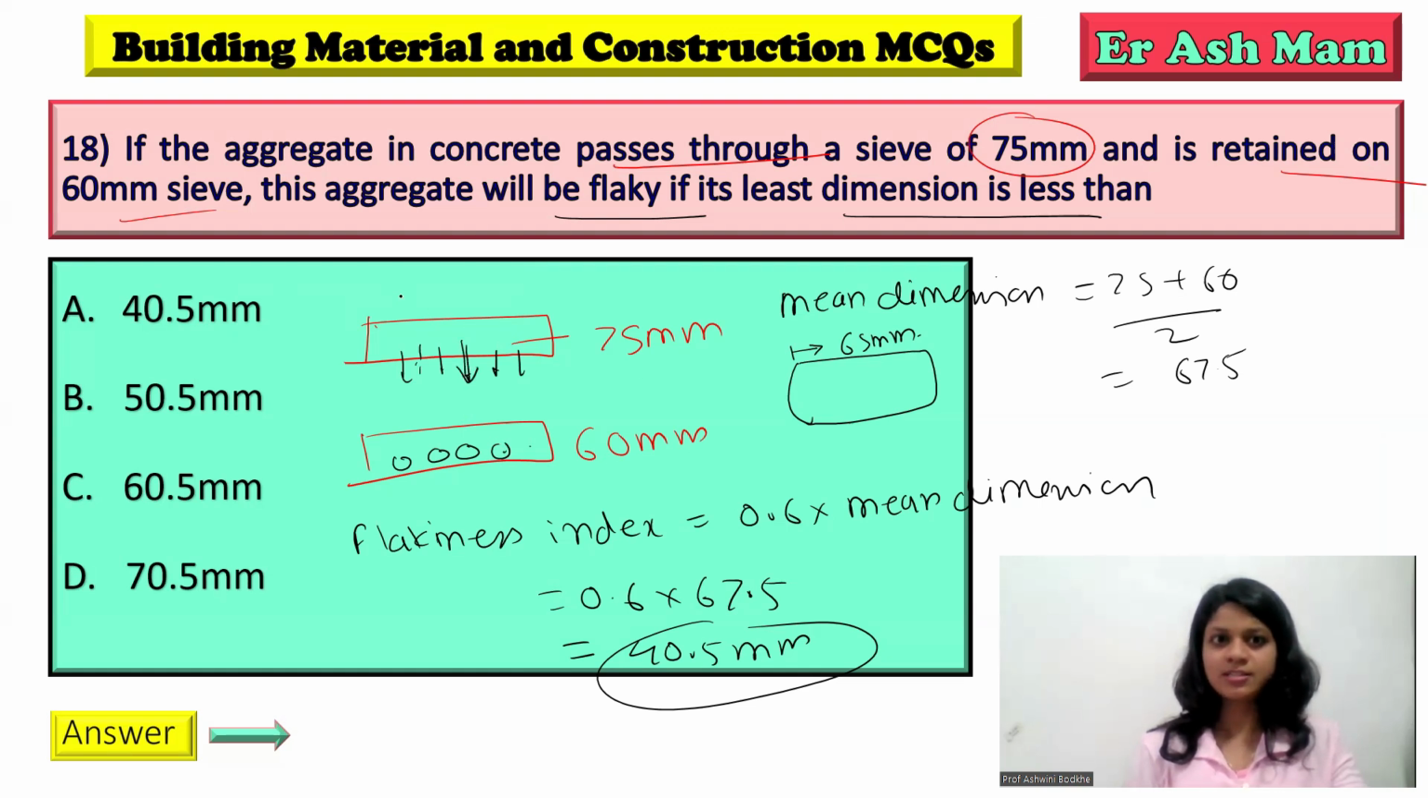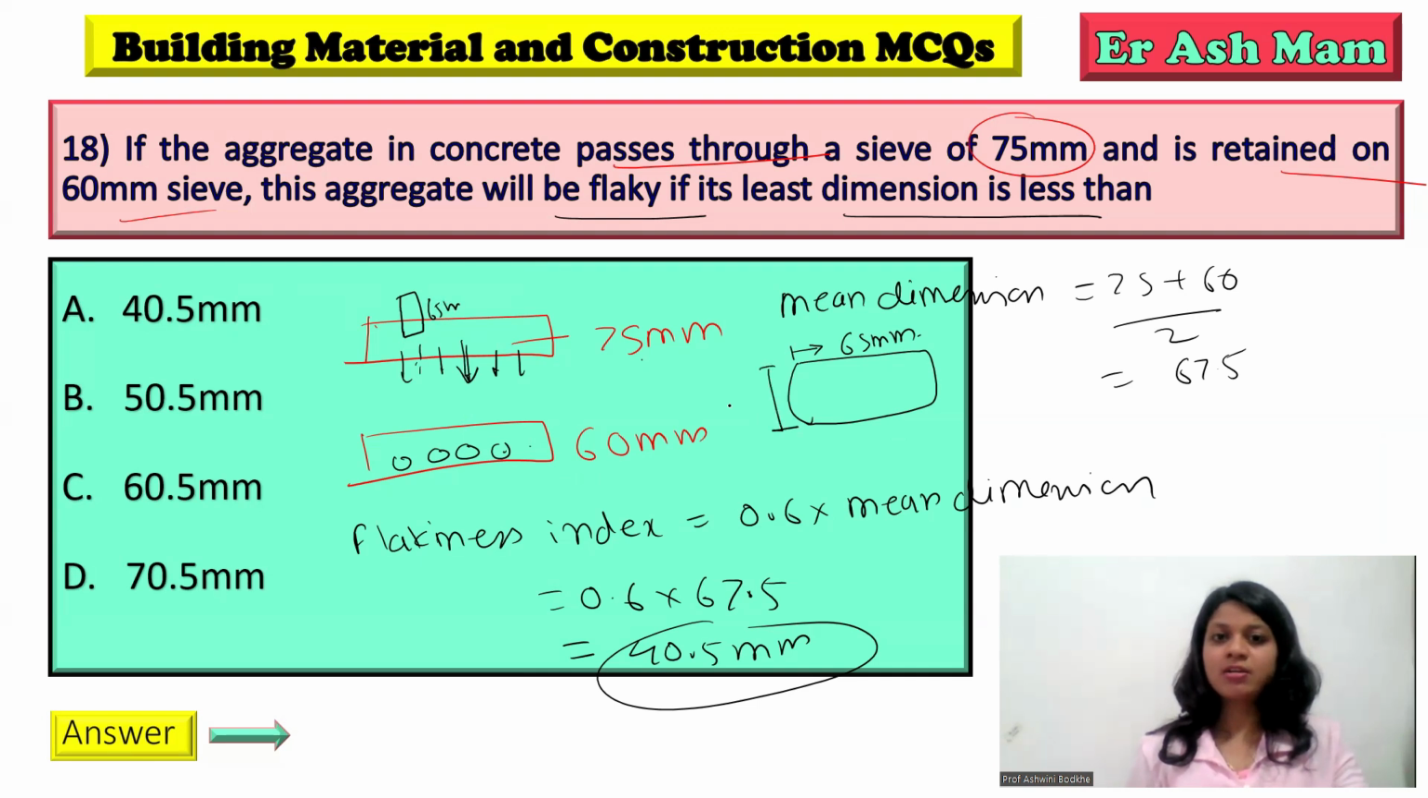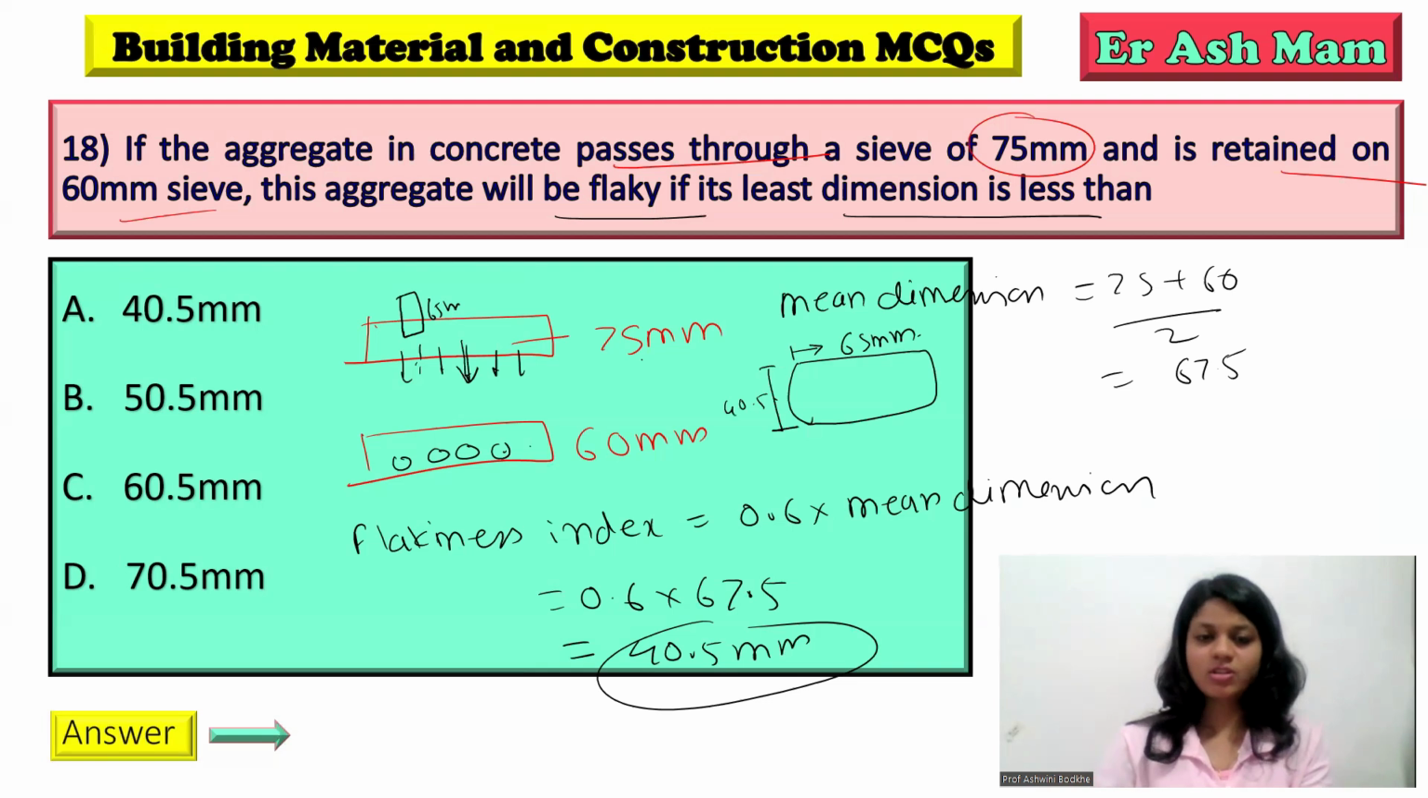If you place it like this, that is 65 mm, then it can pass through the 75 mm and it can be retained on 60 mm. Okay, but if its least dimension is less than 40.5 mm, then it's called a flaky aggregate. Okay, then just throw it away.